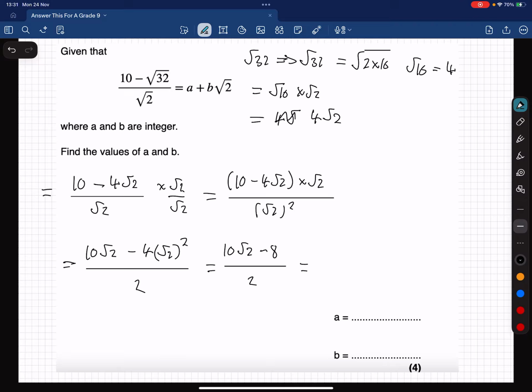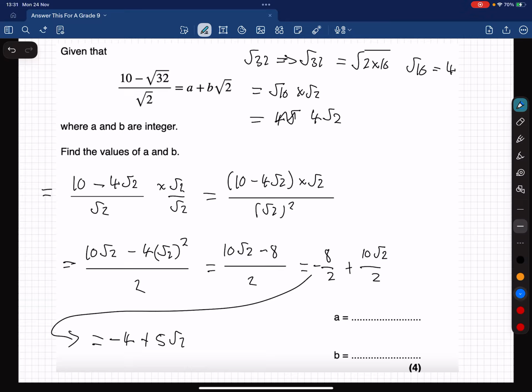It's equal to 10 root 2 minus 4 times 2, minus 8, over 2. I'm going to do it in the form of a plus b root 2 now, which is minus 8 over 2 plus 10 root 2 over 2. Minus 8 divided by 2 is minus 4, 10 divided by 2 is 5, so plus 5 root 2. Now we have the form a plus b root 2. A is equal to minus 4, b is equal to 5.